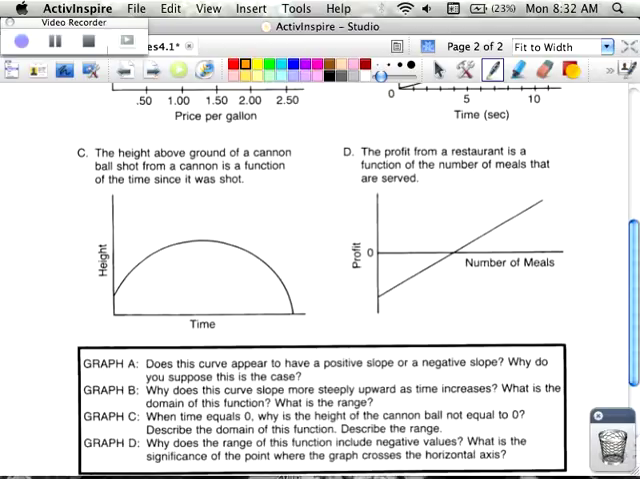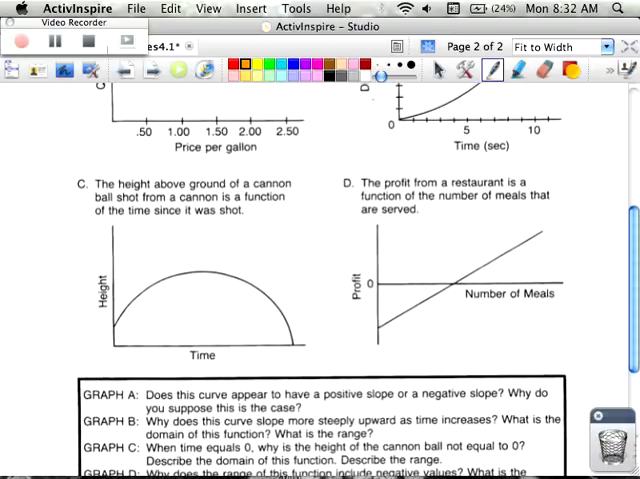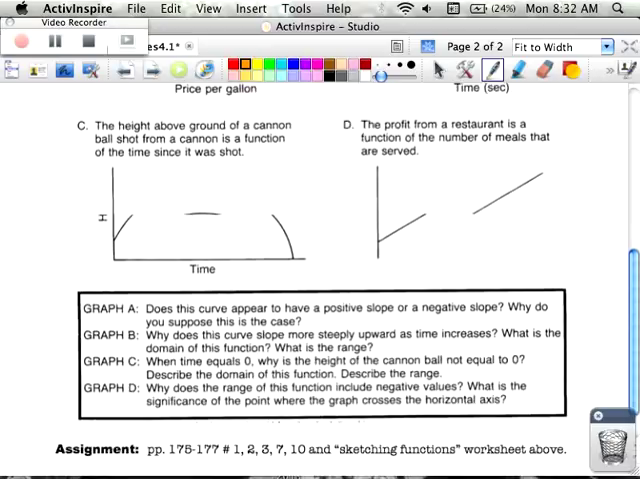So in graph A, does the curve have a positive or negative slope? And why? It's a negative slope. Negative. Why? Because as the price goes up, the quantity goes down. Okay. So in A, it has a negative slope.